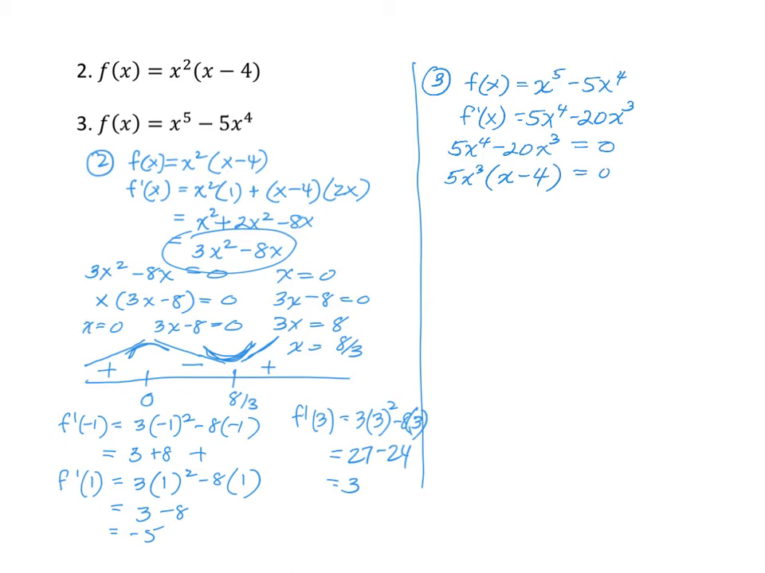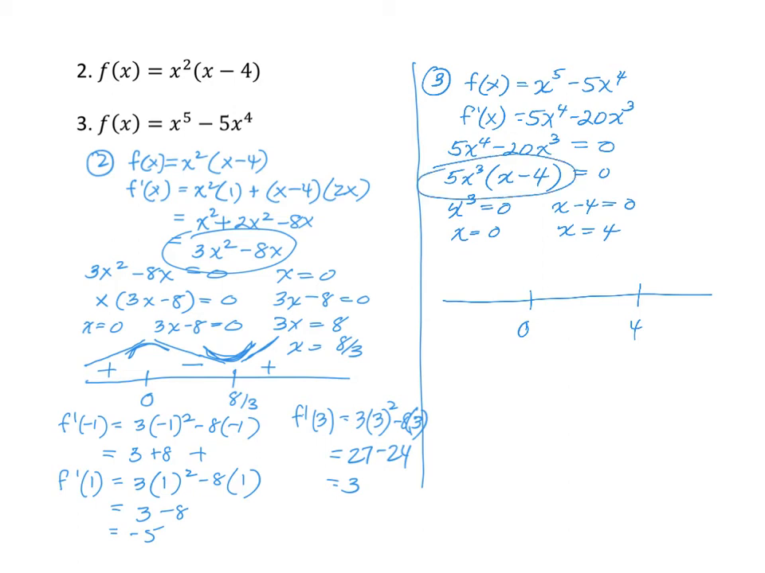And so now that means that either x cubed has to equal 0 or x minus 4 equals 0. In this case, x equals 0 and x equals 4. Those are my two critical points. I put those on a number line, 0 and 4. And finally, I test numbers on all sides of those into my first derivative. And I can use this form of it right here.